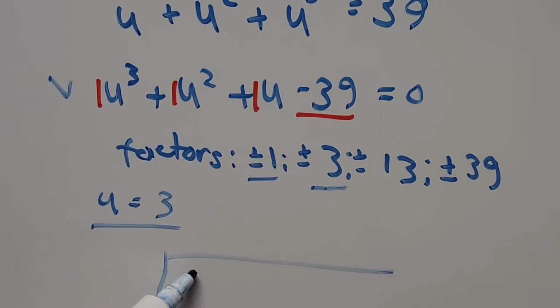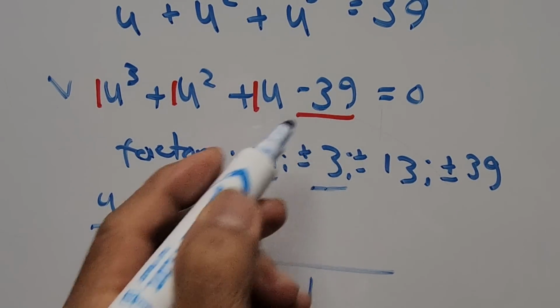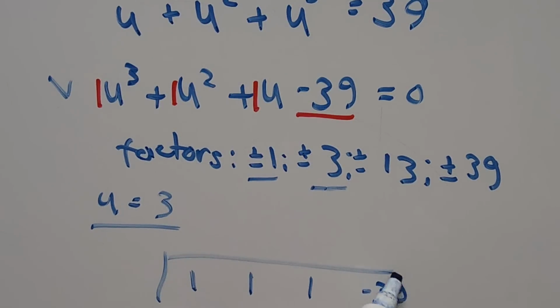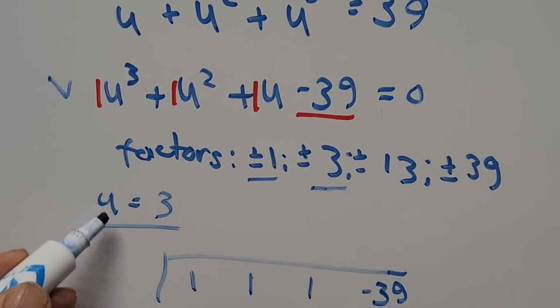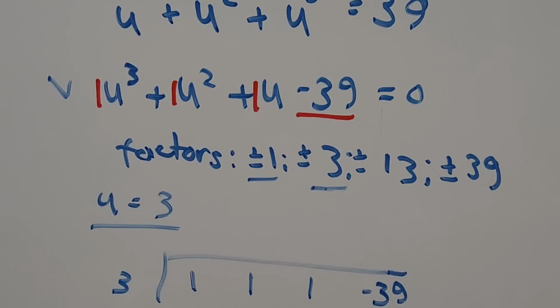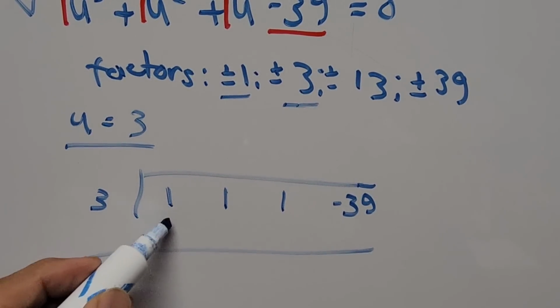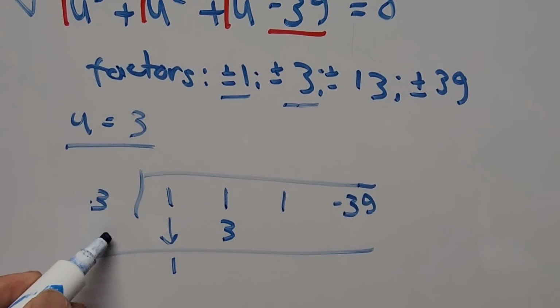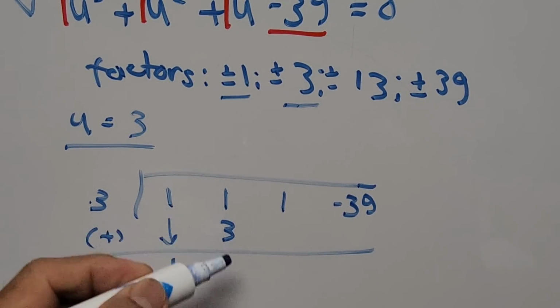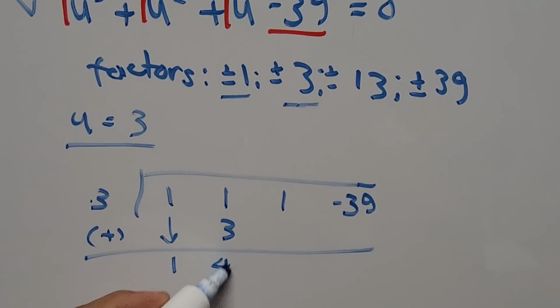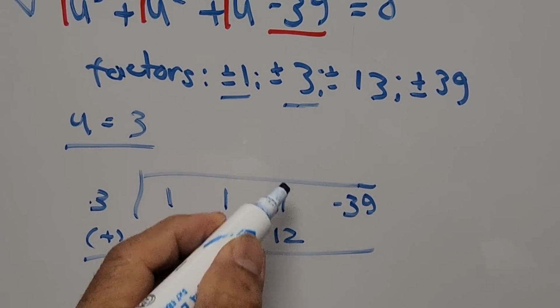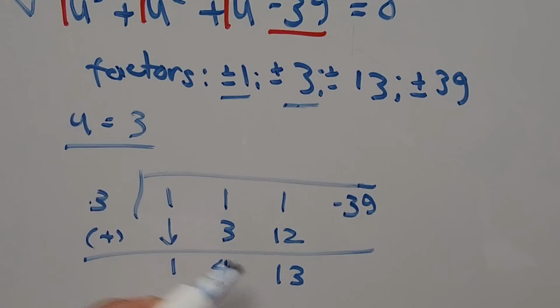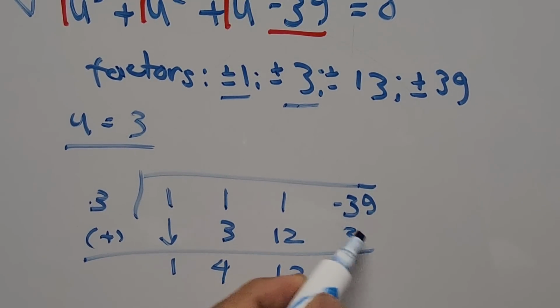Coefficient of the first one is 1, second one is 1, third one is 1, and the last one is negative 39, constant. And here we put out the value of u, that's 3. So we bring down that 1, and then multiplying 3 times 1 is 3. And then we add these numbers. 1 plus 3 is 4. Then 3 times 4 is 12. Add 1 is 13. 13 times 3 is 39. Add this up, 0. The remainder is 0.